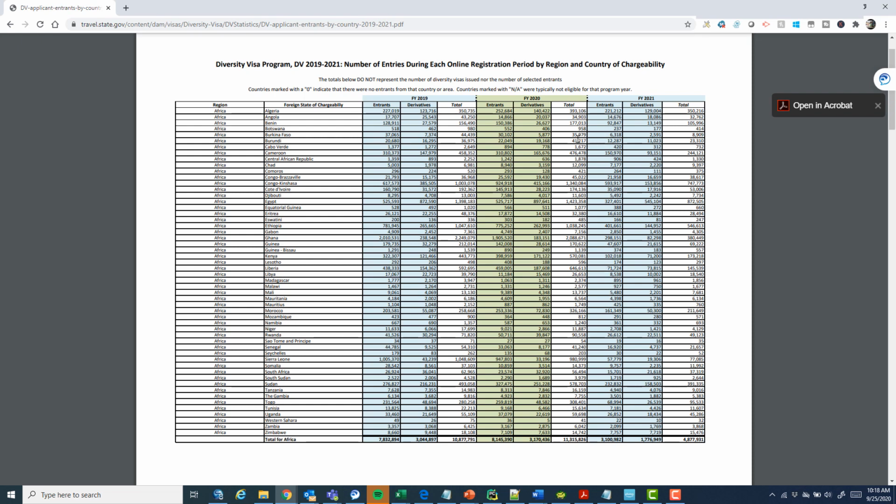Now, some countries have been very little impacted. For example, if we look at, just randomly, I'll choose Angola. Angola had 17,000 entries in 2019, 15,000 in 2020, and nearly 15,000 in 2021. Okay, so not much difference for them. Why is that? Well, they didn't have a lot of multiple entries. They didn't have a massive number of entries.